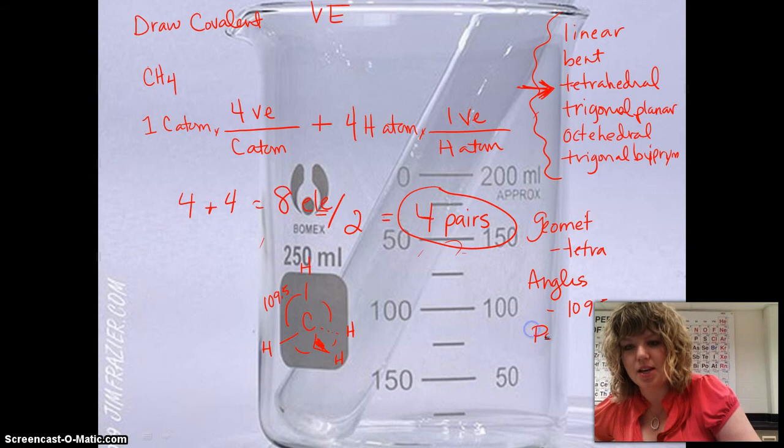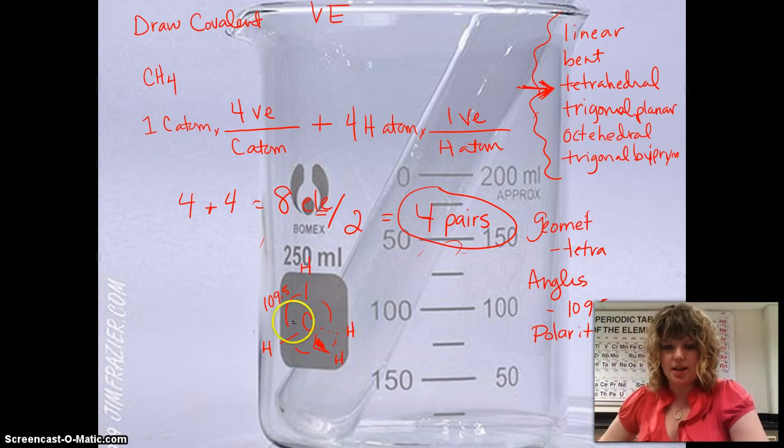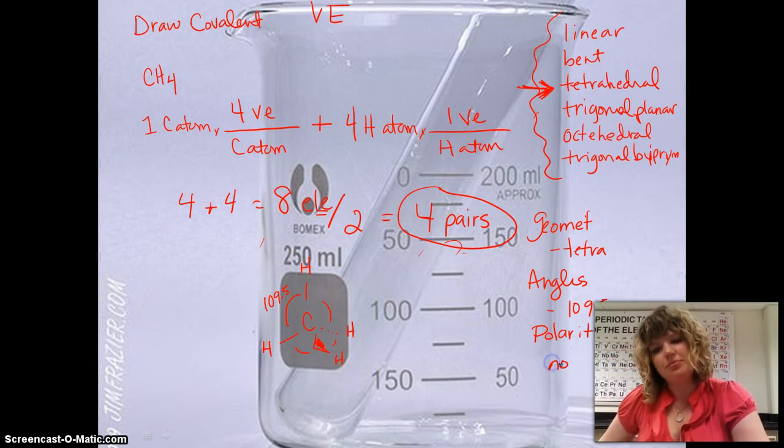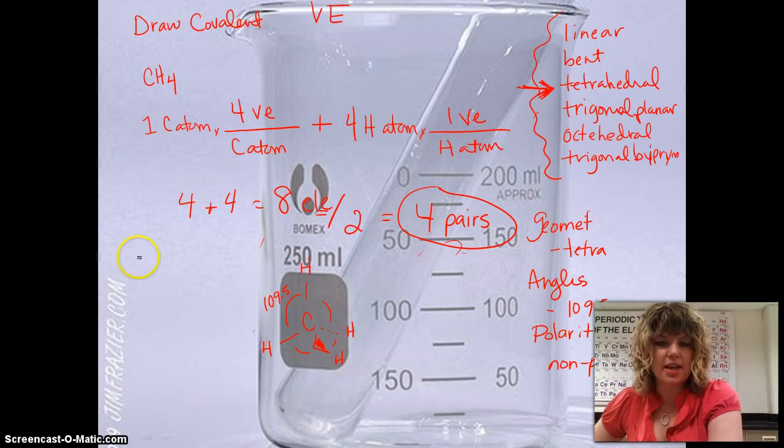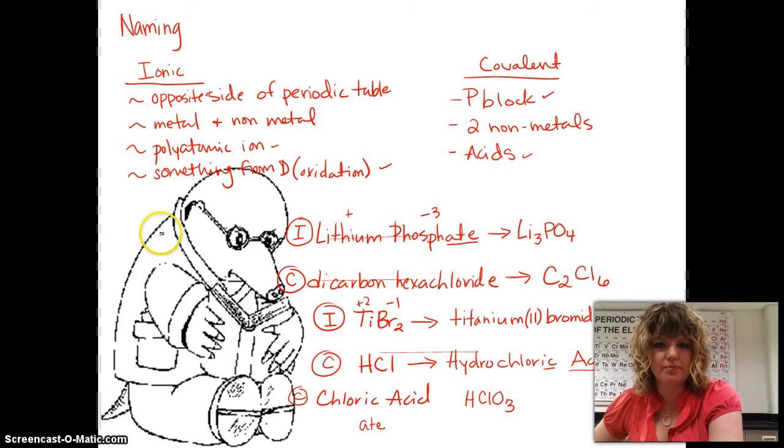And then my polarity is the last thing that always goes along with this. And since this is symmetrical or even on all sides, there's no electrons being hogged on one side or the other, we would call this nonpolar. Okay? So that is all there is to drawing. The last thing is kind of 10, 11, and 12 are kind of put together.